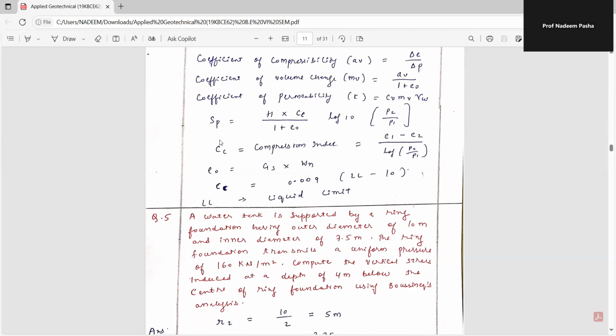A water tank is supported by a ring foundation having an outer diameter of 10 meter and an inner diameter of 7.5 meter. The ring foundation transmits a uniform pressure of 160 kilonewton per meter square. Compute the vertical stress induced at a depth of 4 meter below the center of the ring foundation using Boussinesq's analysis.